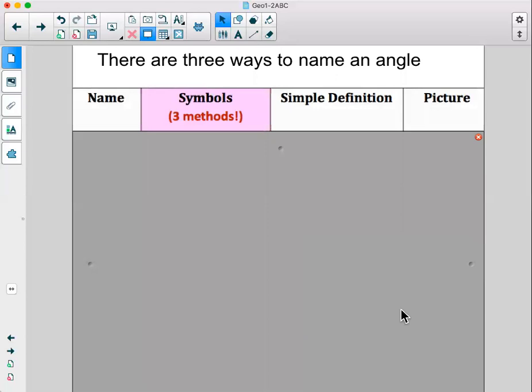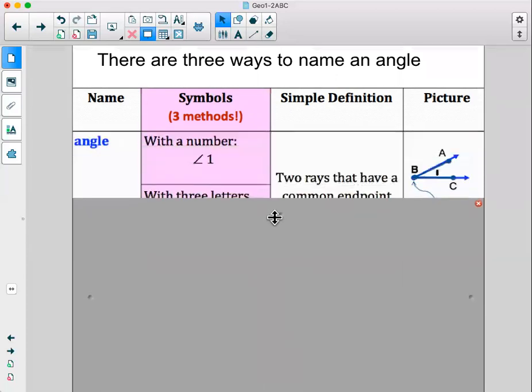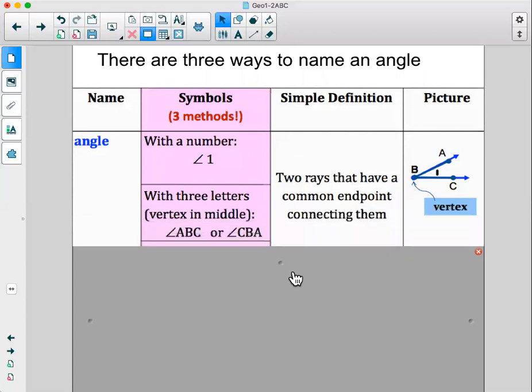Now, how do you name an angle? There are 3 ways you could name an angle as long as the angle is all alone in space. One way to name an angle is just to slap a number in there. And then you could say, hey, that's angle 1. And that's sometimes a really convenient way to do it if you have a very complex diagram, like we'll be encountering throughout the course. Another way to name an angle is with 3 letters.